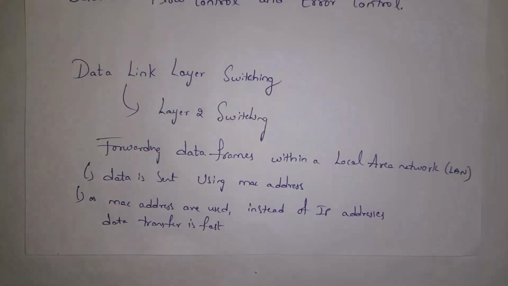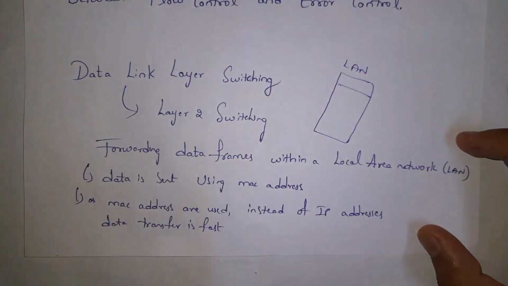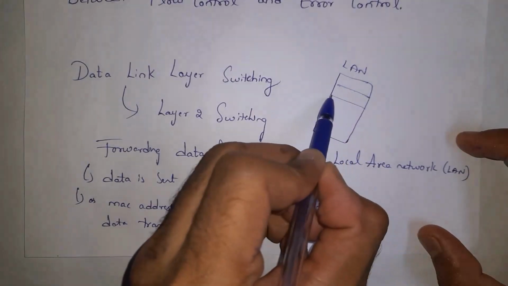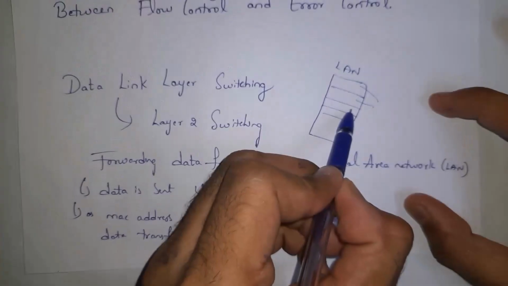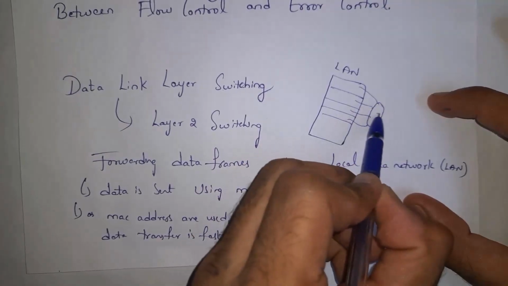So I will explain what is data link layer switching. For example, let us say there is a college building. This college building is considered as local area network. So in the college building, in each and every floor, there are multiple computers. And all these computers are connected by using a switch.